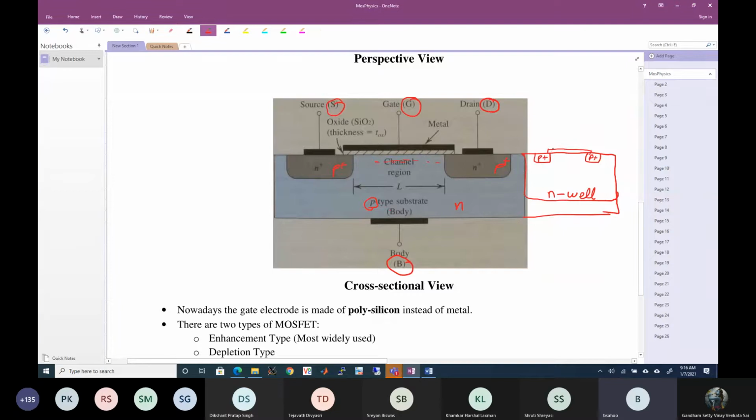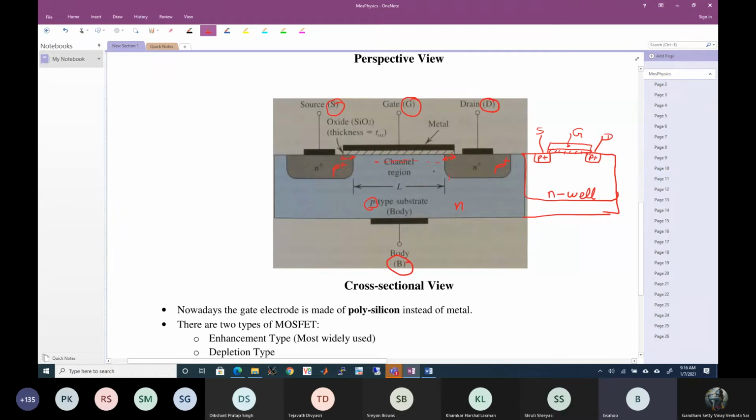And as usual, there is a gate. This is the oxide, and this is finally the gate where you make the contact. This is the source, and this is the drain. Now, one more thing that you might be noticing here is that this oxide actually overlaps the substrate a little bit. Is the red pen visible for all of you? Yes, sir. So you can see that this is overlapping a little bit.